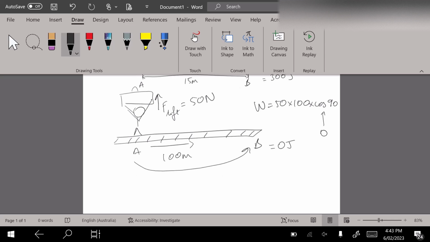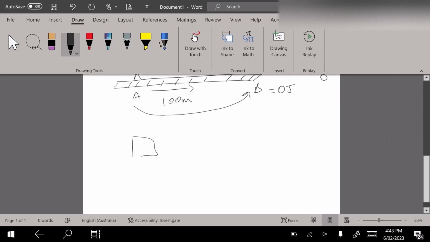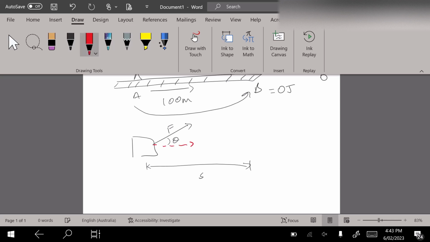Of course, if you had a different scenario again, where something was dragged at an angle theta across some distance s, it's pretty obvious why this isn't 0 either, because some part of the force indeed is pointing in the same direction. In fact, the cosine of that force is pointing in the same direction as the displacement vector, which is why we have cosine there. But I'm digressing.